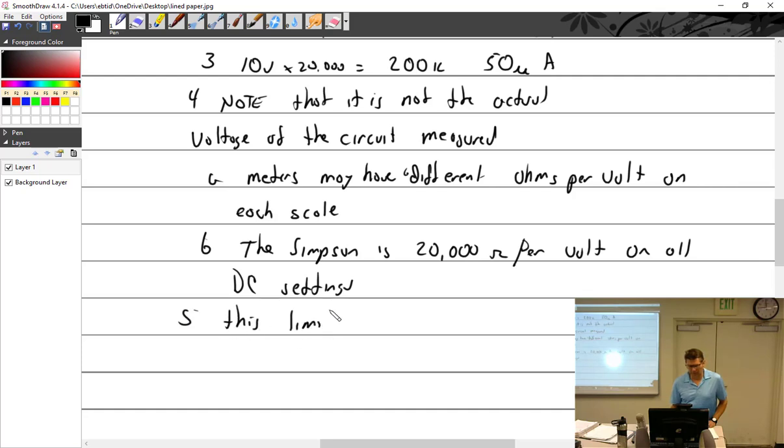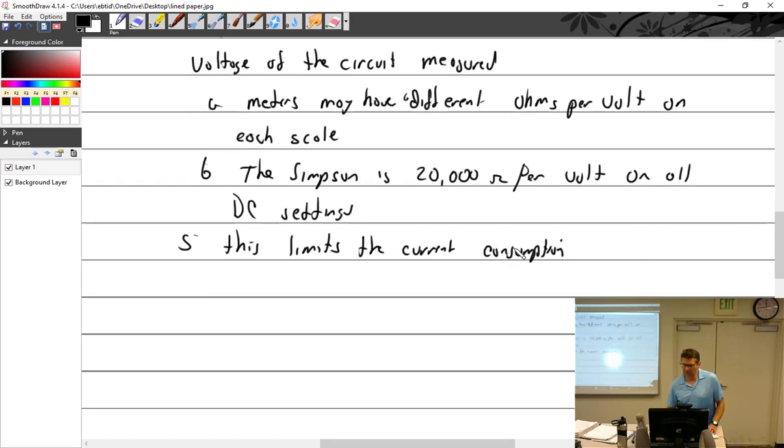This limits the current consumption of the meter and leaves the circuit relatively unaffected.